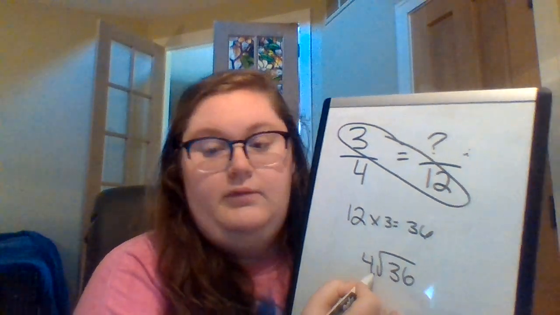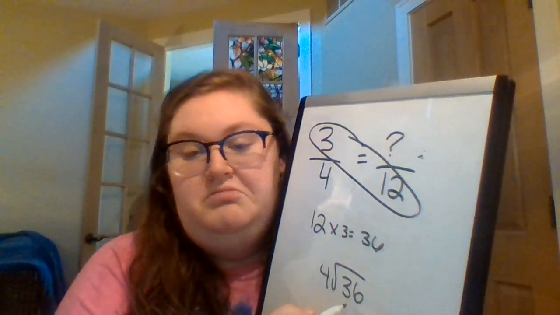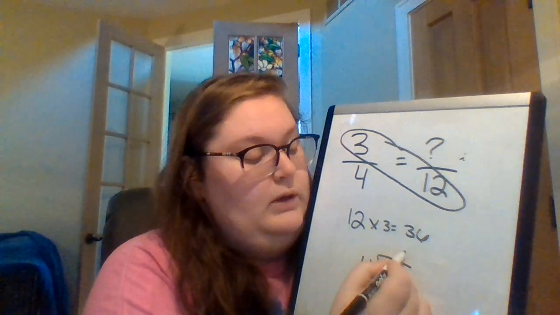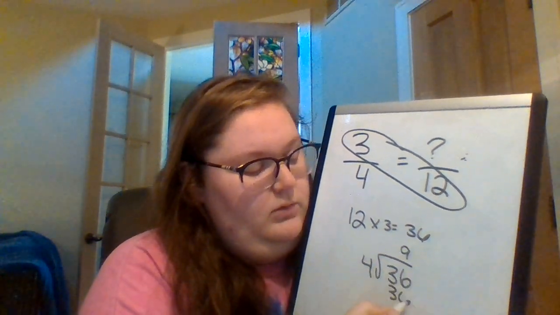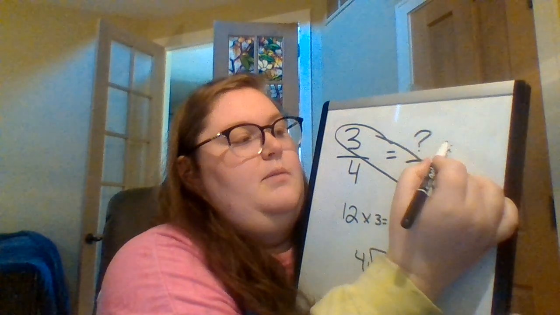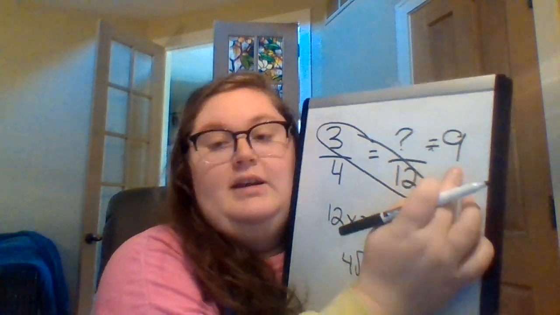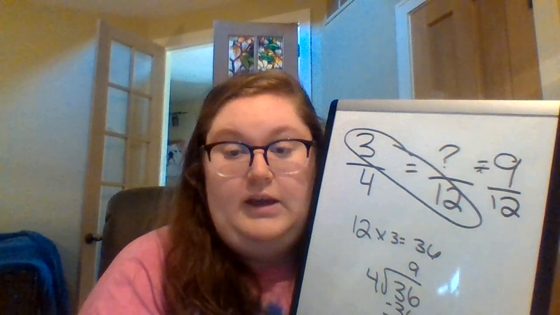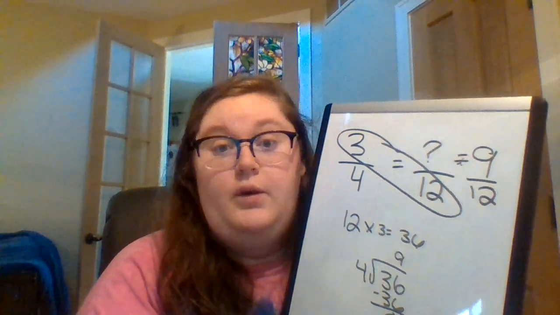Okay, so can 4 go into 3? No. Can 4 go into 36? Mm-hmm. Well, 9 times. So then my missing numerator is 9, and then it's 9 over 12. Okay, so let's do another one.